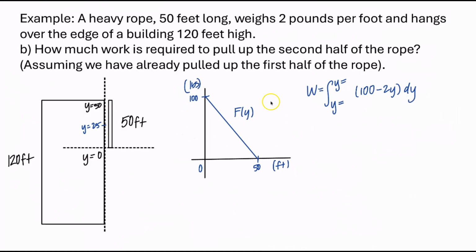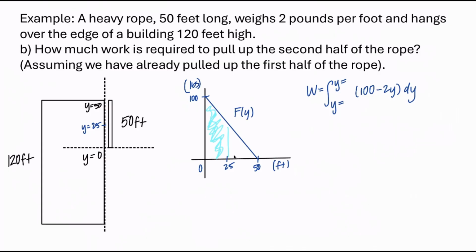Let's talk about why, using this force function right here. If I've already pulled up the first half of the rope, that part is going to take more work because more rope is hanging down. All 100 pounds is hanging down initially. So if I pull up the first 25 feet, the work is going to be a larger amount because I'm putting in more effort. It's more energy to pull up the whole entire thing, that first 25 feet. The second 25 feet is going to be the easier amount, right? If only 25 feet is hanging down, that's going to require less energy, less work.